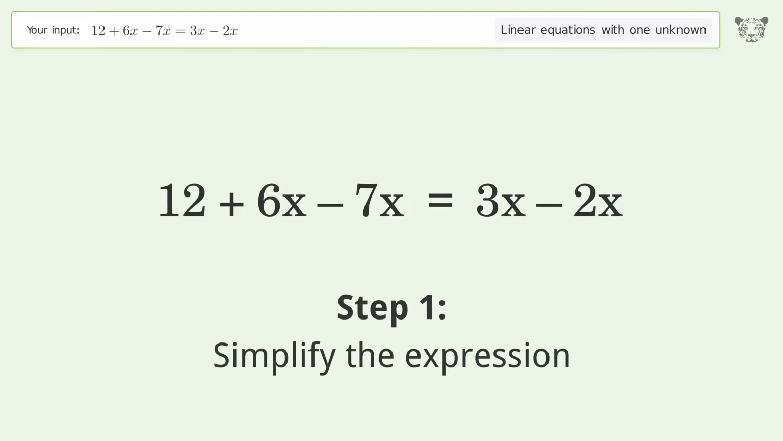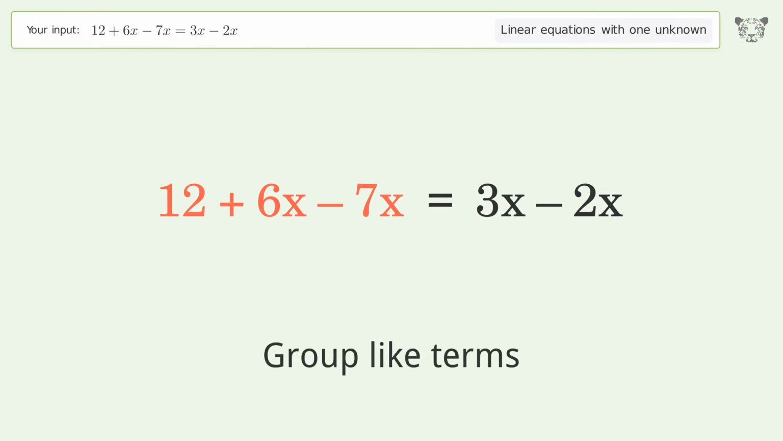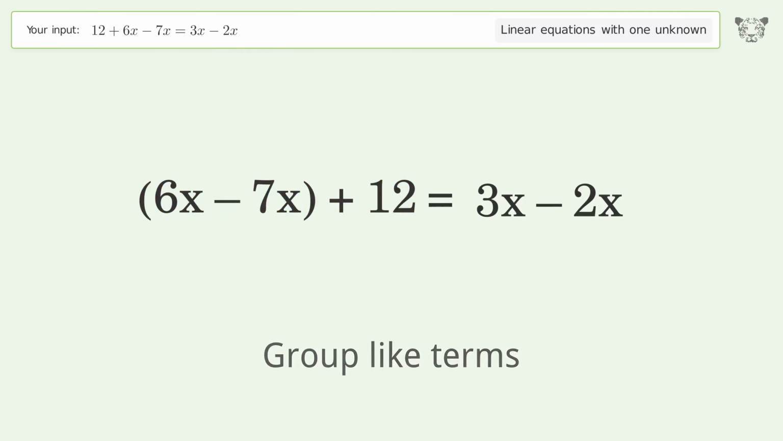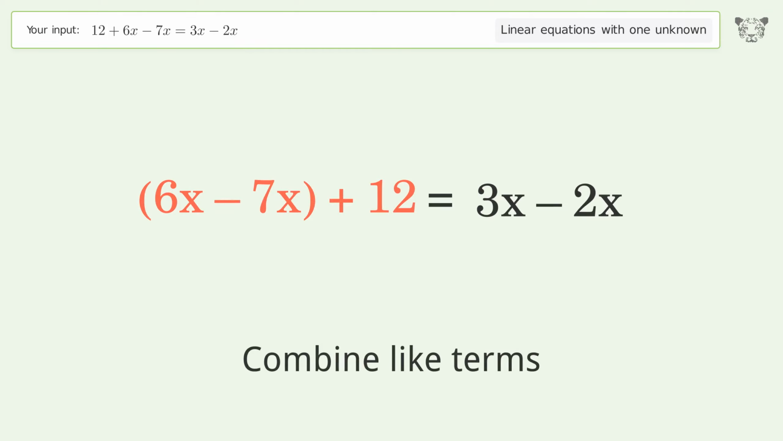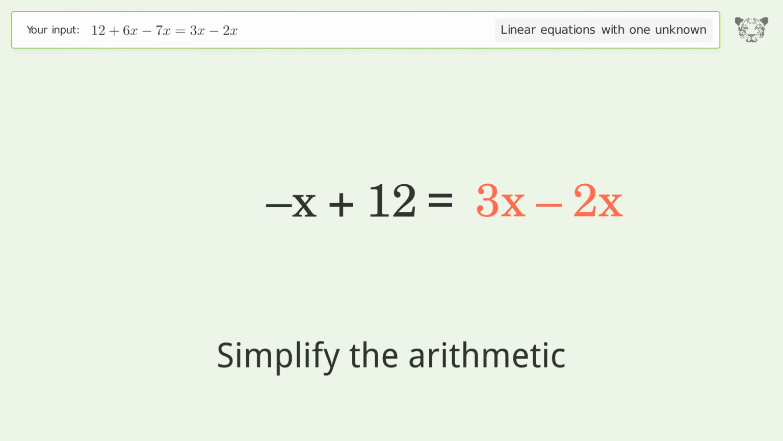Simplify the expression. Group like terms. Combine like terms. Simplify the arithmetic.